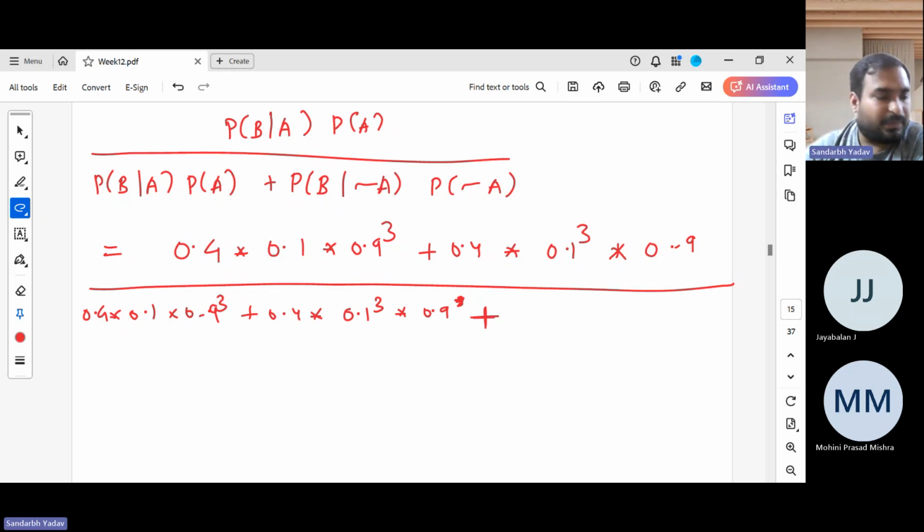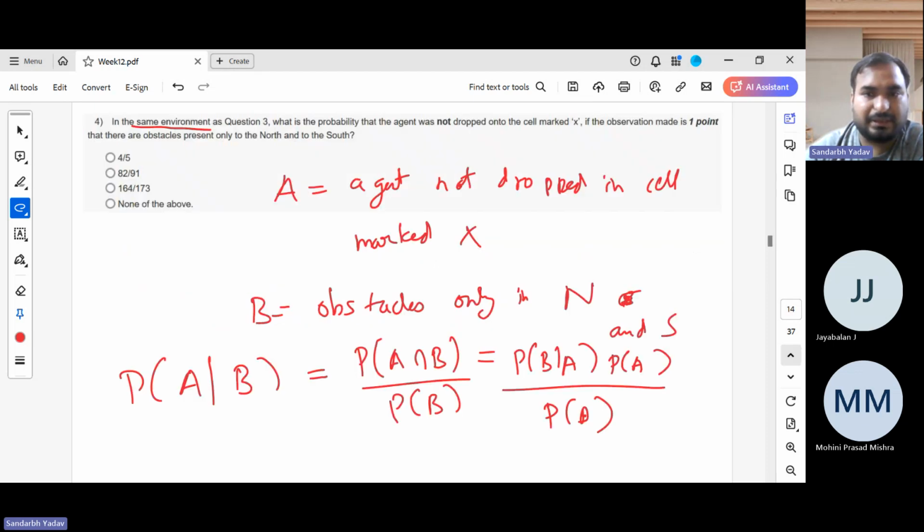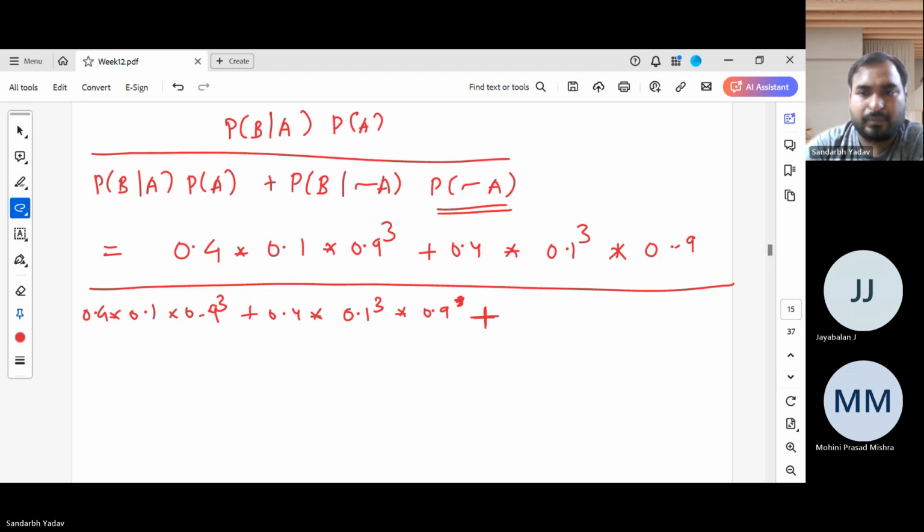It says there should be a probability of not A. In our question, the event is that the agent is not dropped in the cell marked X, so not A will be the agent is dropped in the cell marked X, and that probability will be 0.2. So plus 0.2. If it's dropped in X, what is the probability that it will have obstacles only to the north and south, not in the east and west?